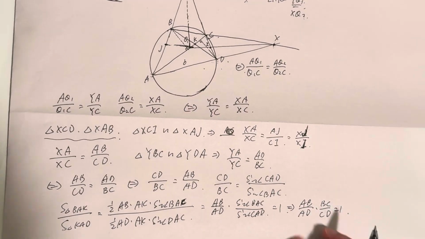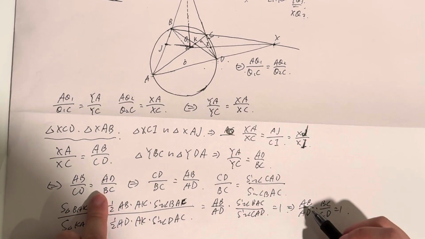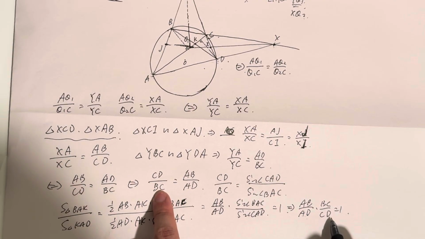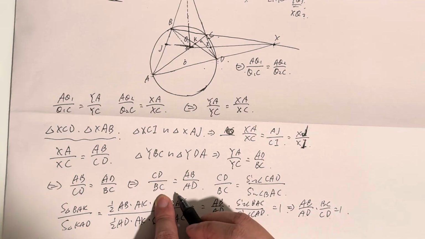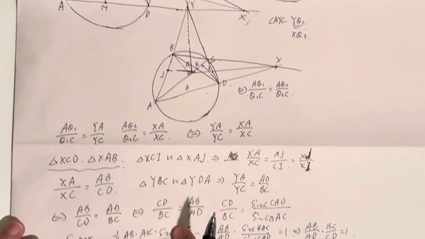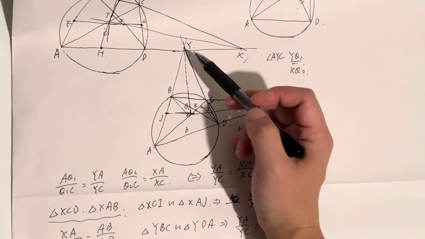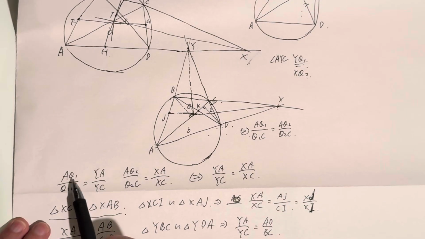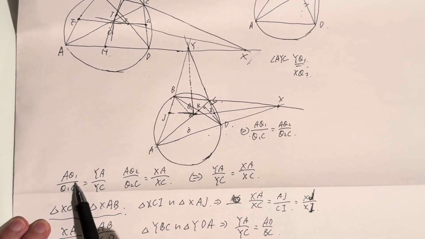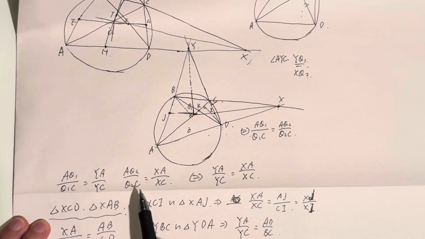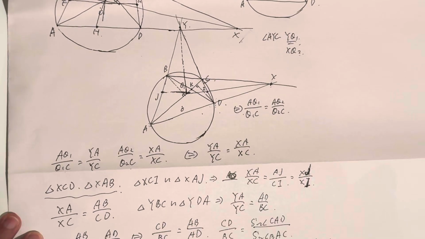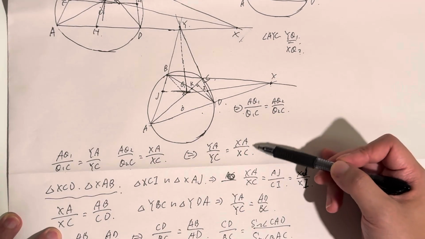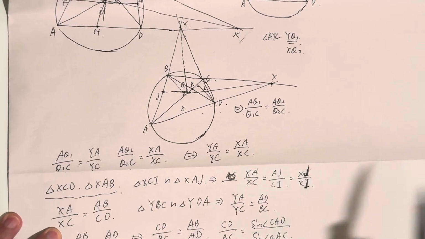Right, we got this one. So based on this, we know that AB to AD equals CD to BC. So we just prove that AQ1 to Q1C equals AQ2 to Q2C, right? Because all of these are reversible. That means YA to YC equals XA to XC. That is valid. So go back to here, right?